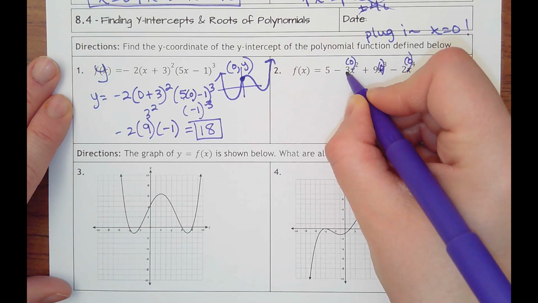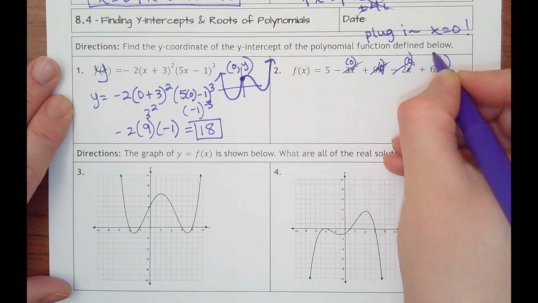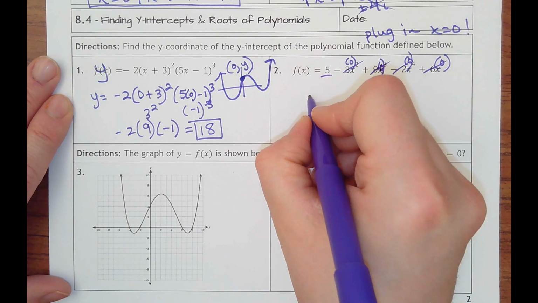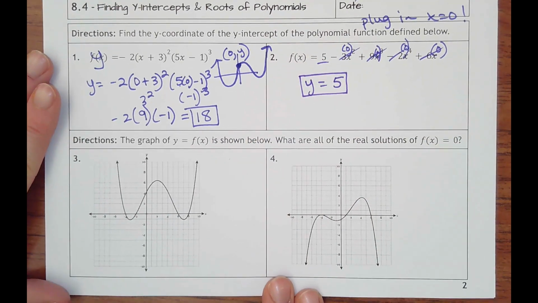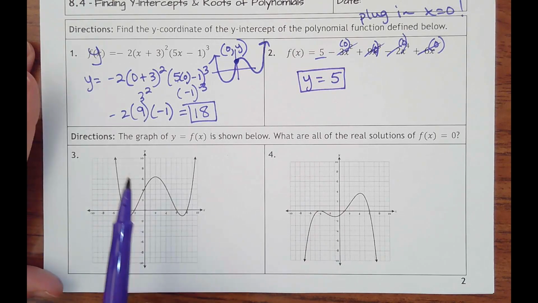So all this is multiplication. That's gone, that's gone, that's gone, that's gone. It's just the constant. So y is 5. Pretty simple. So then I combine it with this part, which is also very simple.